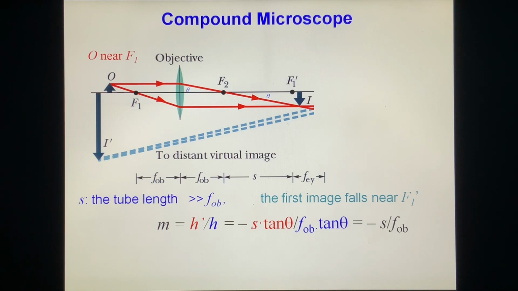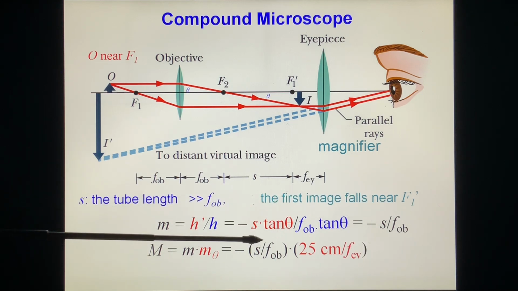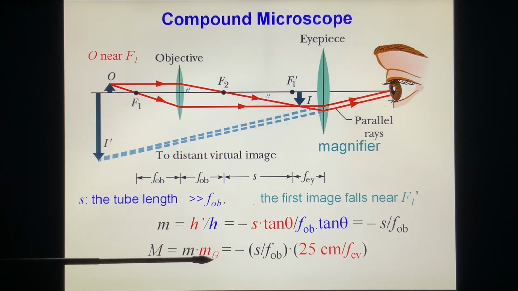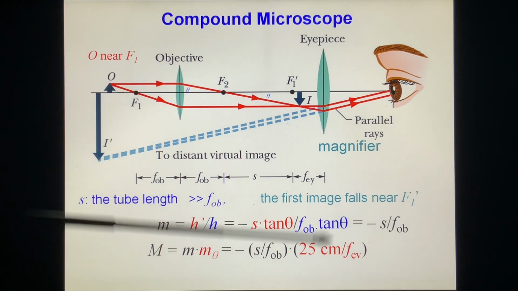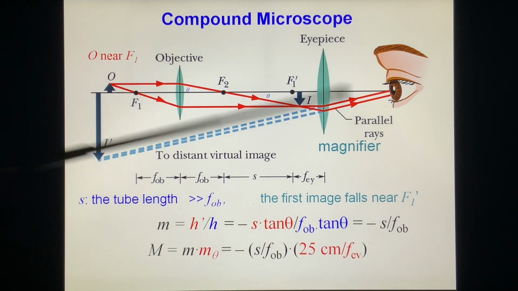And then we have a second magnifier. So the total magnification is M times m theta. M is minus S over f_OB, and this m theta we mentioned before equals 25 centimeters over f_eyepiece.